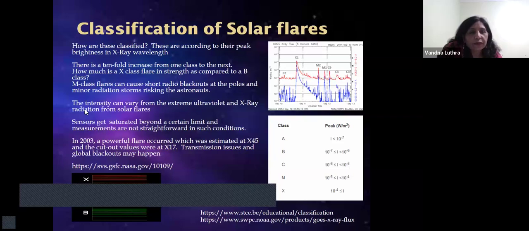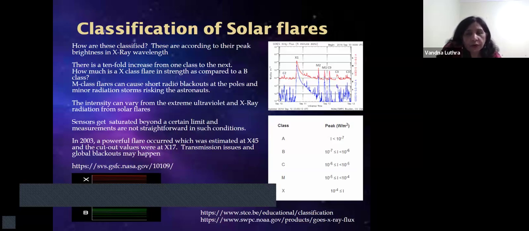So why are the two major important classes M and X types? They can cause short radio blackouts at the poles and minor radiation storms, which can risk the astronauts also. The intensity can vary from extreme ultraviolet to X-ray radiation for these flares, and sensors get saturated beyond a certain limit. And these measurements are not quite straightforward. In 2003, a powerful flare occurred, which was estimated at X45, and the cutout value was X17. Transmission issues and global blackouts may happen at these values of the flares.